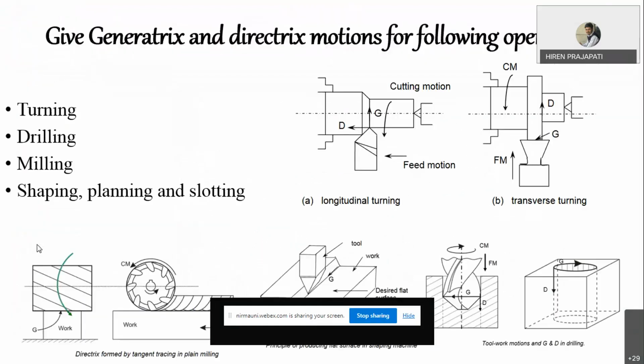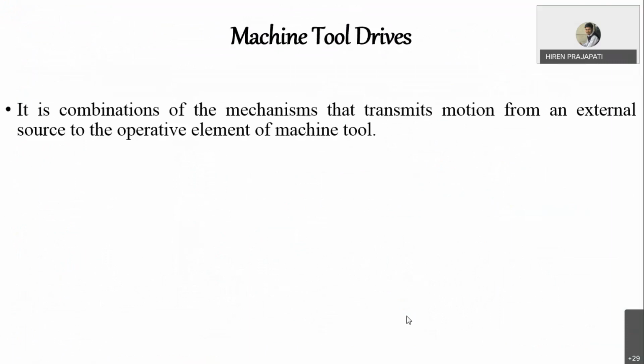So you have seen all this generatrix and directrix motion in different machining operations. Now, machine tool drives. What are the machine tool drives? It is a combination of the mechanisms that transmit motion from an external source to the operative elements of machine tools. In the previous slide we have seen different motions like generatrix motion, directrix motion, and auxiliary motions. So these motions we need to provide to different operative elements of the machine tool.